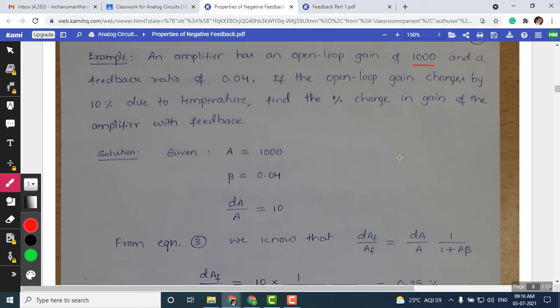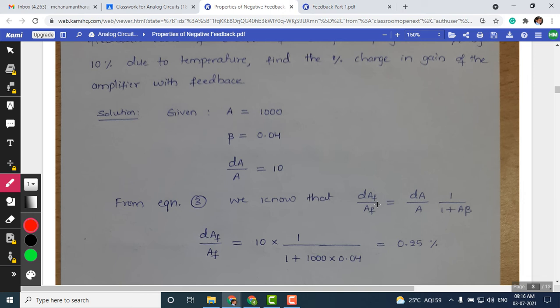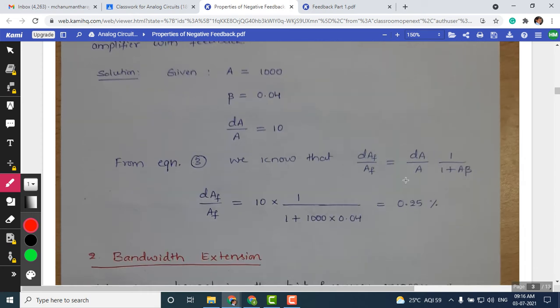Now let us write down the given data. A is given as 1000, beta is 4% or 0.04, and if the open loop gain changes by 10%, it is said here. So, change in open loop gain, dA by A, is nothing but 10%. Now we can use this equation which we have derived, dAf by Af is equal to dA by A into 1 by 1 plus A beta, and you can substitute for dA by A and all other things, and you can calculate dAf by Af.